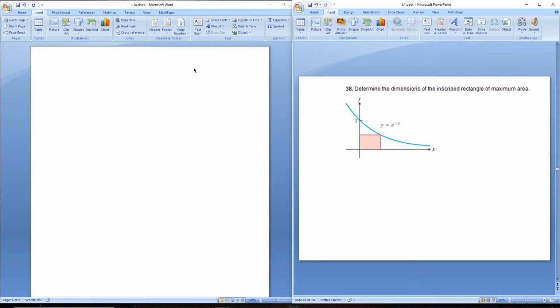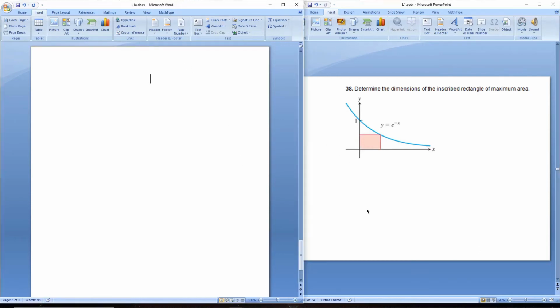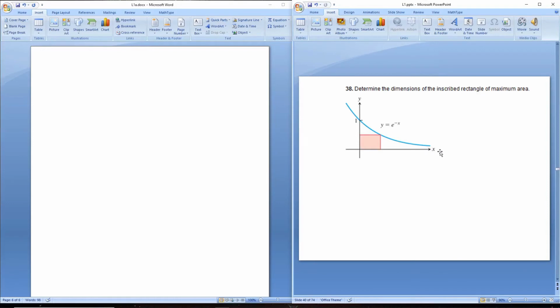So here's one that's a little bit more abstract, but still can have uses. And this one is simply determine the dimensions of the inscribed rectangle here, and we want the maximum area. So now this is just one picture they give. The rectangle could look like this, because that's still inscribed within the area. Or maybe the rectangle could look like that. We want to find the rectangle that has the maximum area.